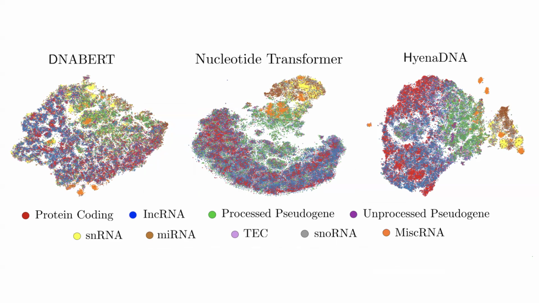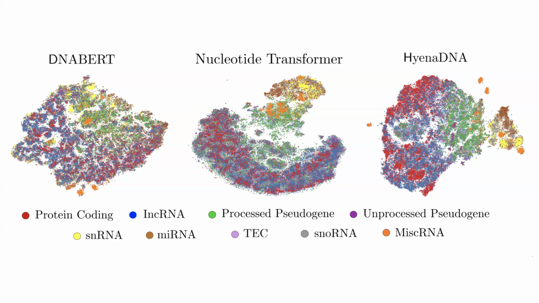Okay, so this is a figure from the Hyena DNA paper, and I think it's interesting. So these are different types of genes. And here's a view using the t-SNE algorithm, where we can see what's going on in the latent space, the embedded space of these different genes.